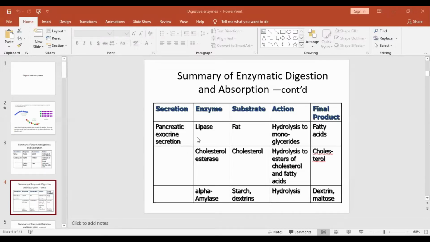Another is alpha amylase. This is the same type of enzyme as salivary amylase, and it is responsible for the degradation of starch, and also of dextrin and limit dextrin, with smaller components as the final product. Now we are talking about the different exocrine enzymes present in the pancreatic secretions. These are some of them, and there are others as well.